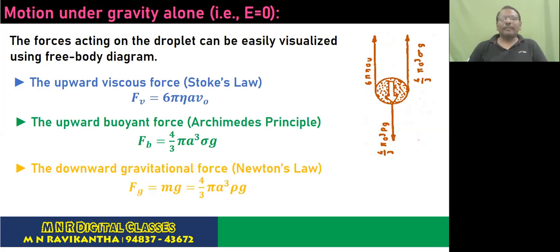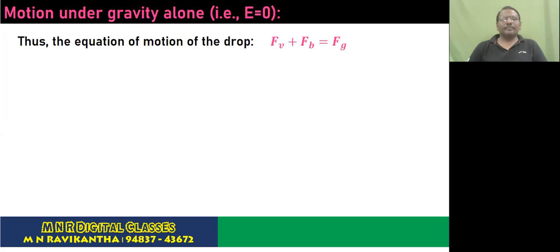The third force is the downward force, which is due to gravity. According to Newton's law, the gravitational force Fg is equal to m into g, that is given by 4 by 3 pi a cube rho into g, where rho is the density of the oil drop. The drop descends under the action of these three forces.